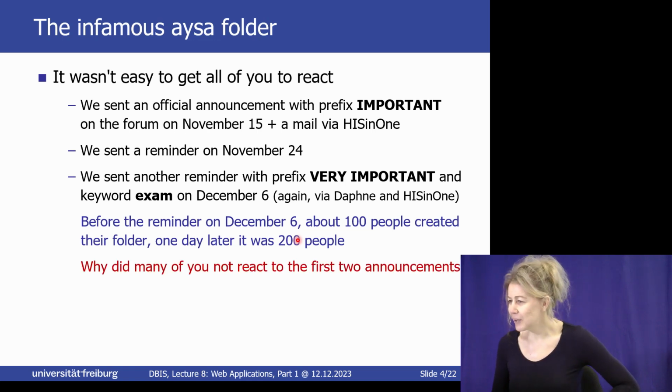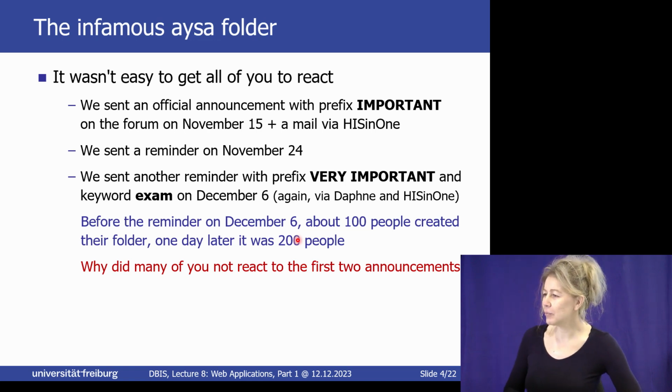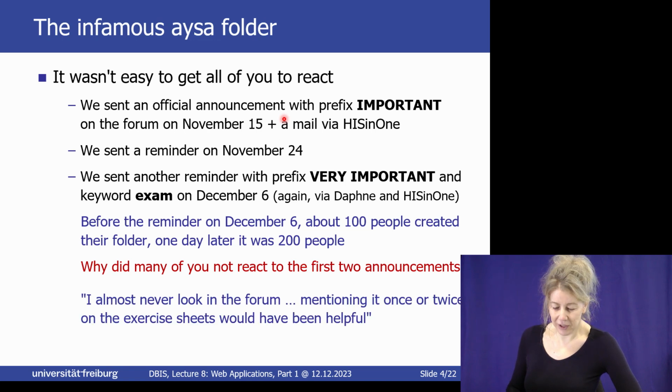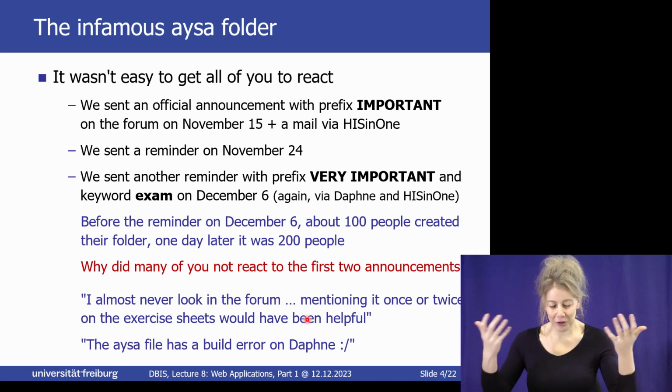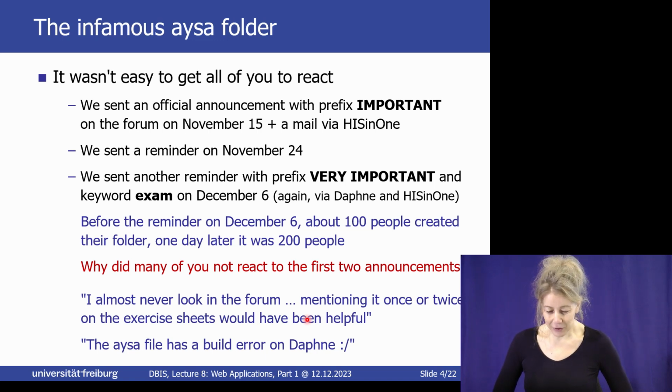So if you have any feedback, okay, here is some. I only got the mail on the 6th of December. The first mail never arrived. There should have been 2 mails before. Okay, interesting. Some of you wrote something about this, even though there was no question. I almost never look in the forum. That's of course a mistake, because official announcements are official announcements. I agree. I thought about this. I think I basically forgot to mention it on the sheets or in the lecture. And it has a build error on Daphne. Yeah, that's correct. We did it like an exercise sheet so that we can see on Daphne who did this.